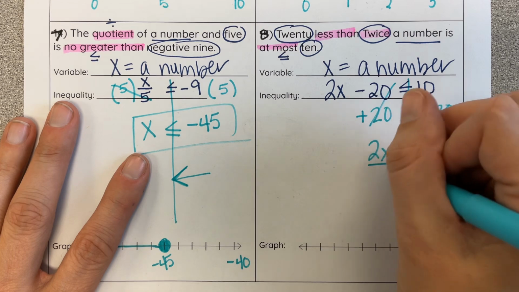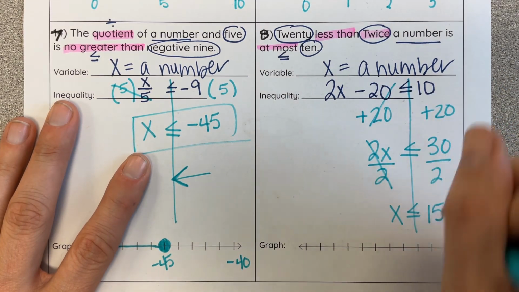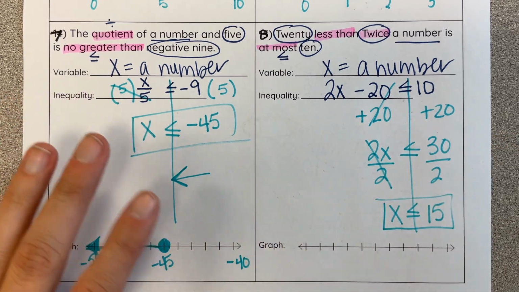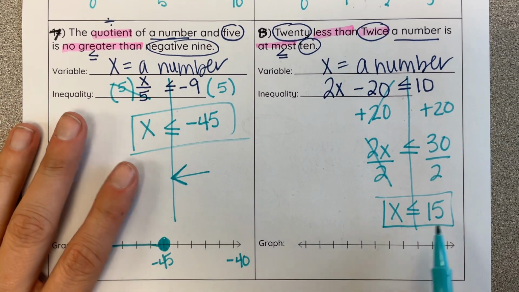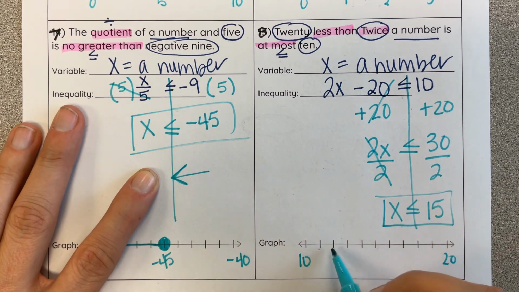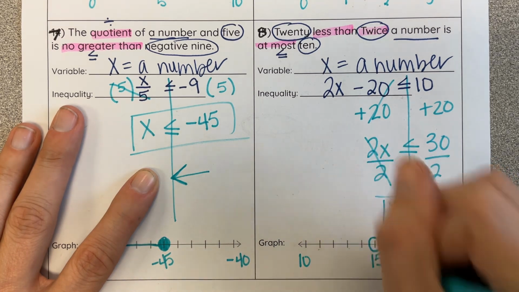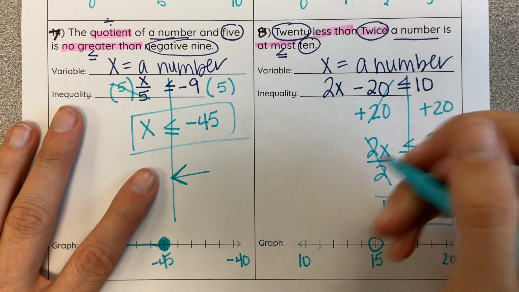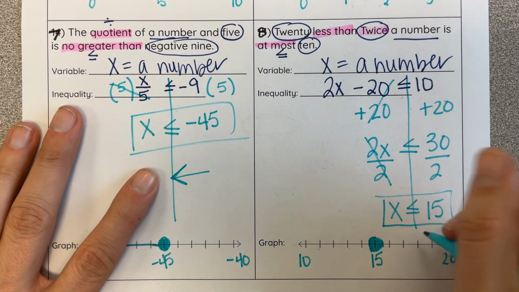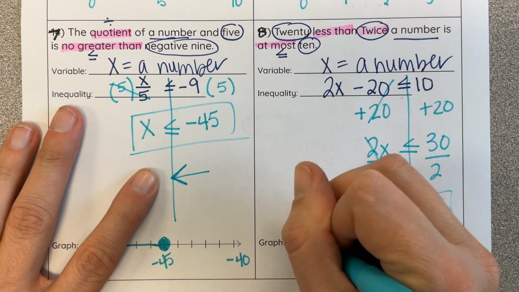x is being multiplied by 2. The opposite is to divide each side by 2. And we get x is less than or equal to 15. 15, that falls between 10 and 20. 1, 2, 3, 4, 5 for 15. So our circle goes right here. Since it has the equal to part, I'm filling that in. Our variable's on the left, so it points in the direction that we need to shade, which is to the left.